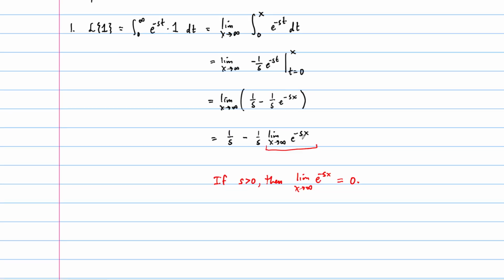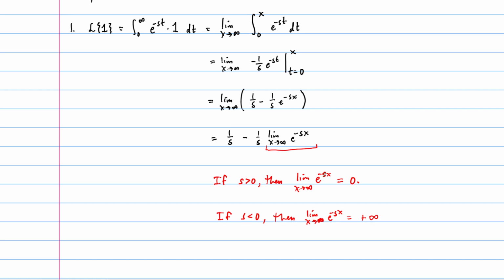What about if s is negative? So if s is less than 0, then the limit as x approaches infinity of e to the minus sx. Well, x is positive. If s is negative, it's going to flip this sign. And now we're going to be taking the limit as x approaches infinity of e to a positive exponent that's growing. As x gets bigger, e to the x gets a lot bigger. So this is going to blow up and this is going to diverge, right? That limit is going to equal plus infinity. So it's going to diverge.